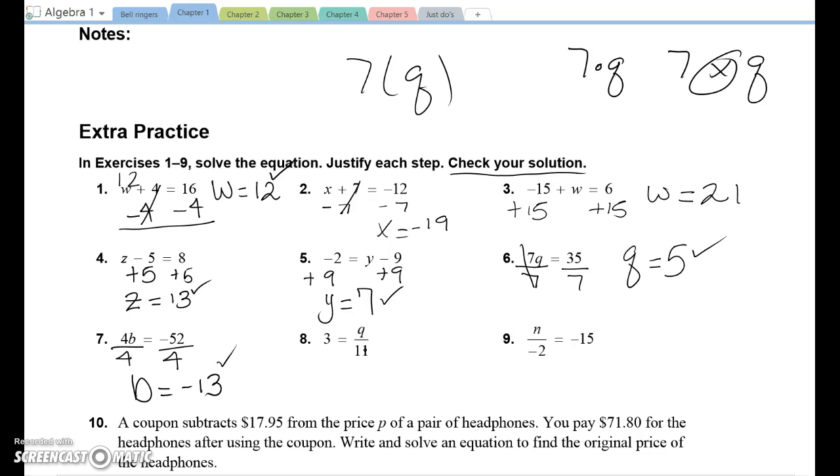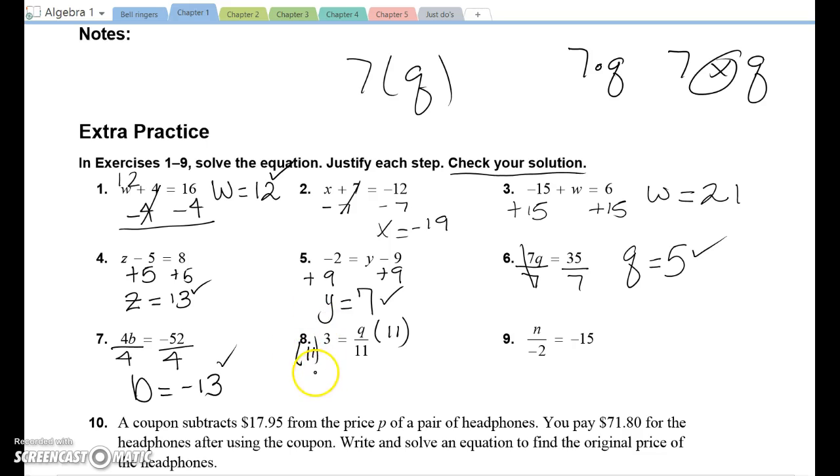Now, if division undoes multiplication, multiplication undoes division. So I'm going to multiply both sides by the number in the denominator. My variable Q is on top. The 11 is in the denominator, so I need to get rid of that 11. So I'm going to multiply by 11. I put that in parentheses to show that I'm multiplying by a number. Okay, so you're going to do that too.